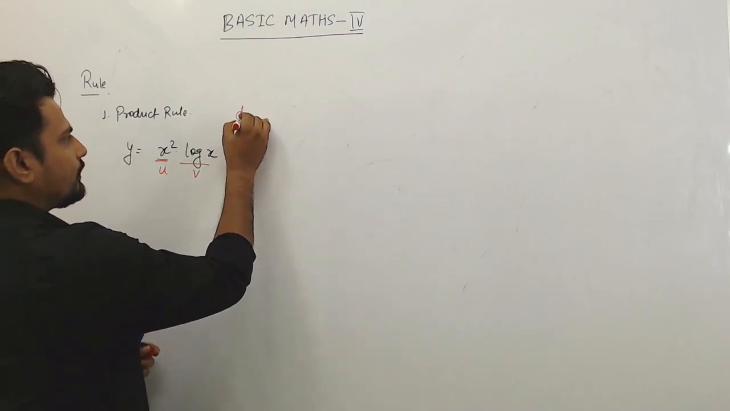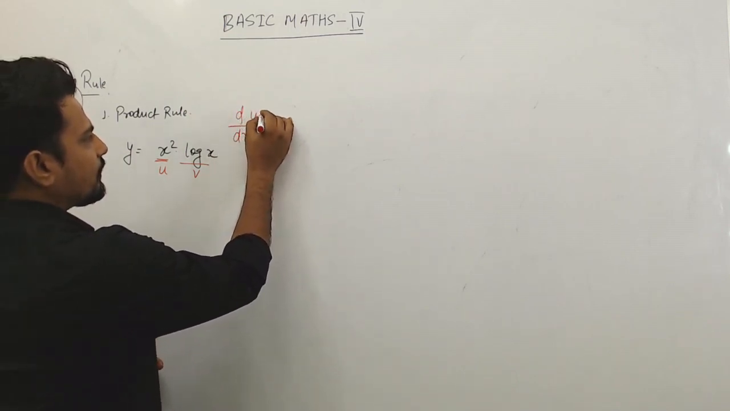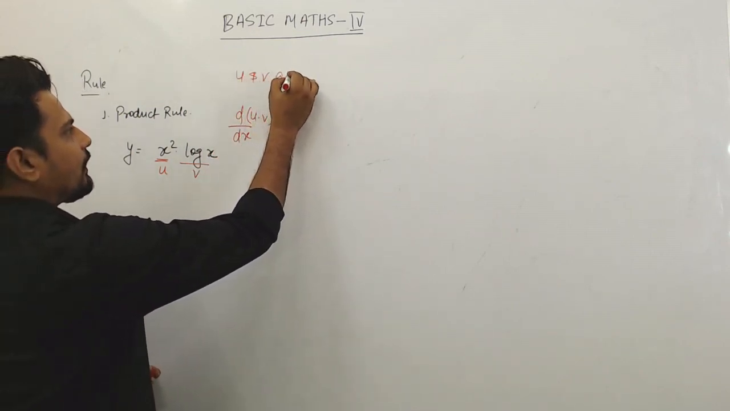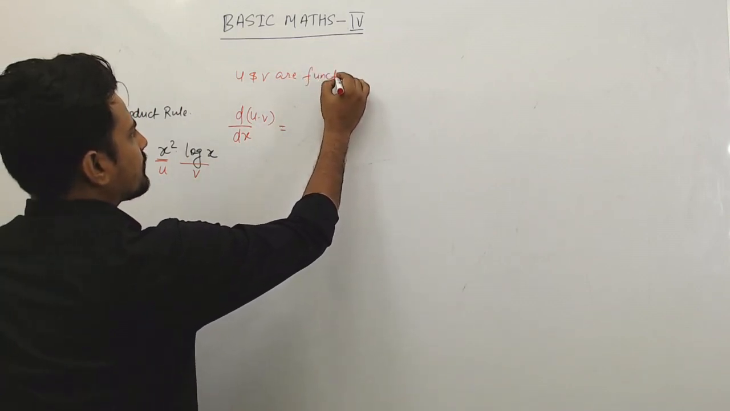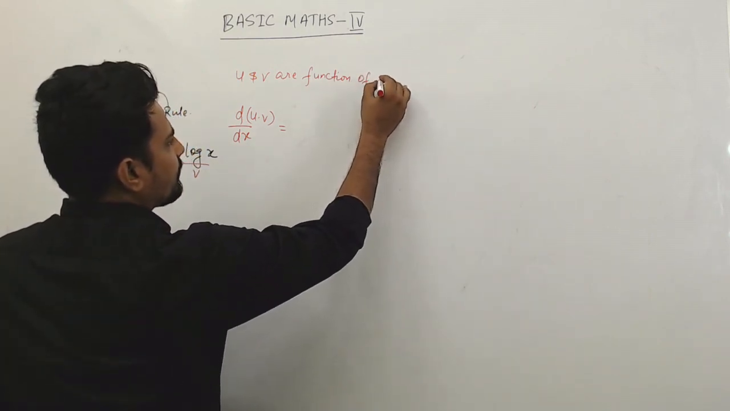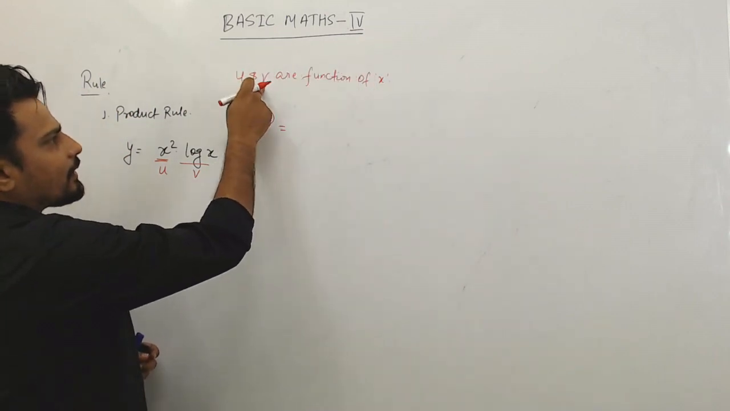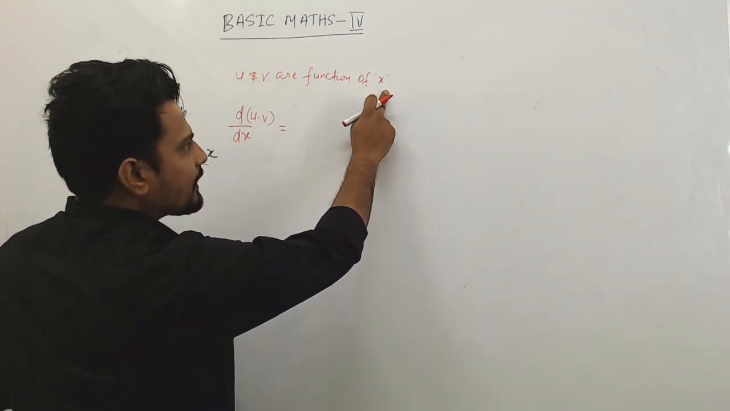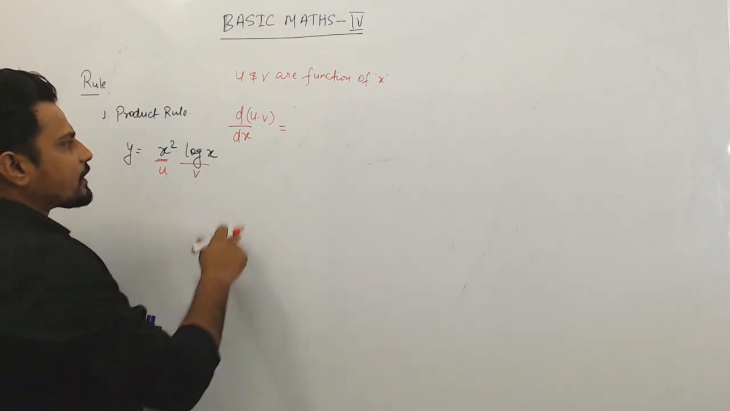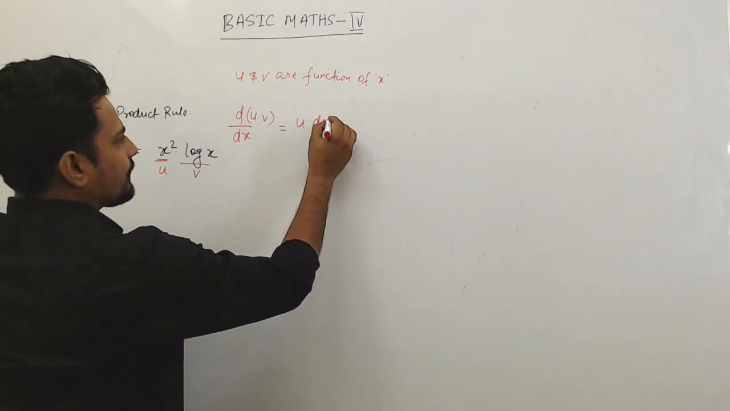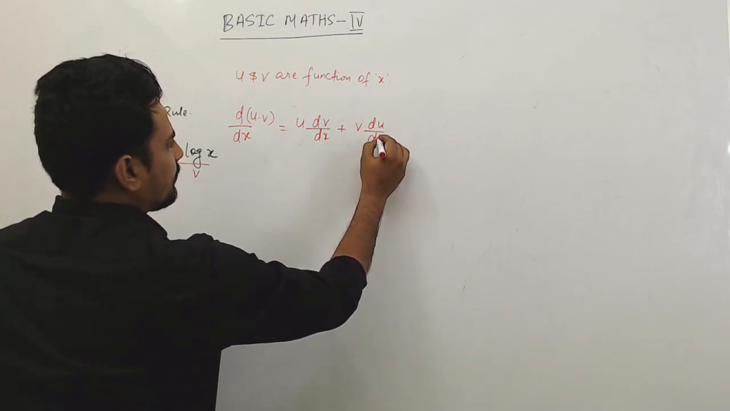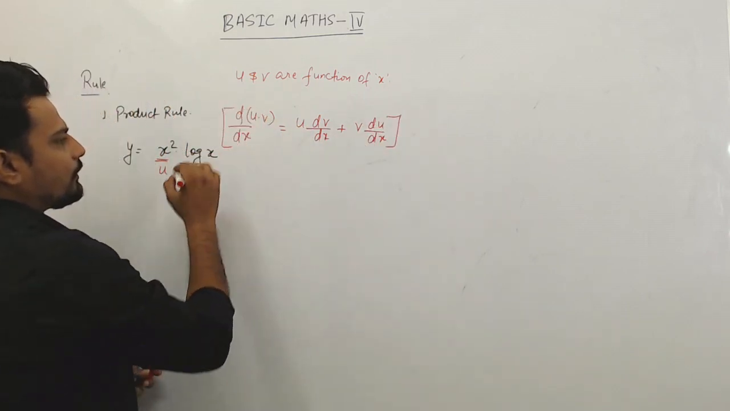The rule that I'm going to tell you is d upon dx of u times v, where u and v are the functions of x. U and v are very important to mention, because if I'm differentiating with respect to x, there has to be a function of x. When I say function of x, it means they are dependent upon x. The change in x will bring some change in u and v. So how to do this one? You keep u as it is, you just differentiate the second function, and next time you keep v as it is and you differentiate the first function. So this is your product rule.